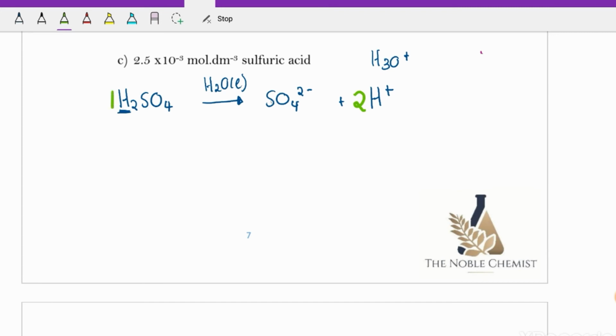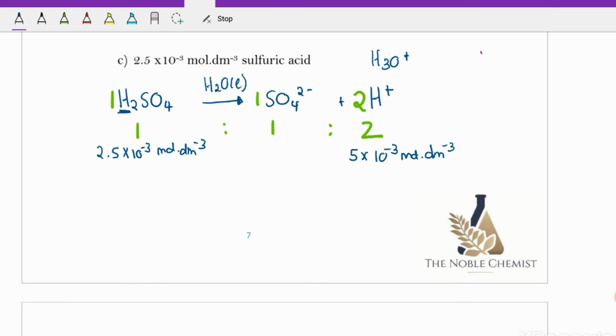So now if we look at the molar ratios, this is 1 to 1 to 2. Okay, and that's going to become very important later on. So they give you the concentration of your acid here. So that's 2.5 times 10 to the negative 3 moles per cubed decimeter. So if you compare that concentration to your hydrogen ions, it's 1 to 2. So to get this concentration, you will take that and times it by 2. And you will then get a concentration of 5 times 10 to the negative 3 moles per cubed decimeter.